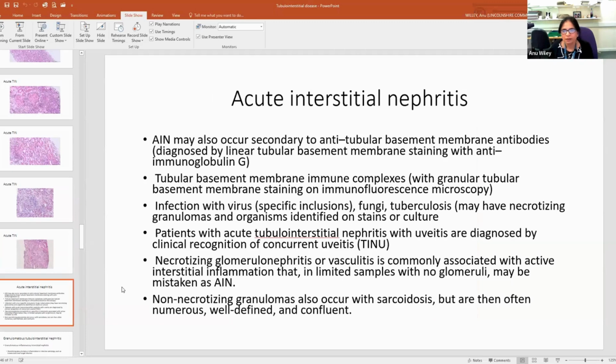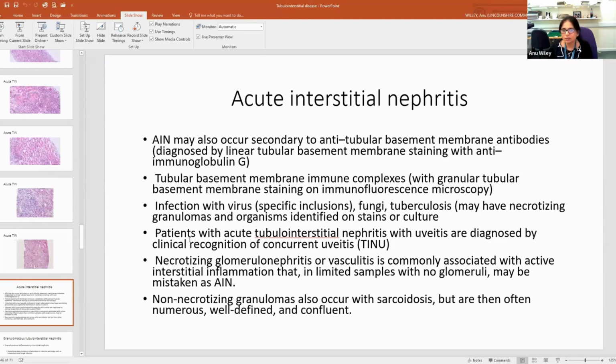Okay. So drug-related acute TIN is one of the commonest forms of TIN we see, but that's not the only form of interstitial nephritis. It can occur as a result of antitubular basement membrane antibodies, diagnosed as linear tubular basement membrane disease. In that case, you will see very linear staining of the tubular basement membrane with anti-IgG antibodies. You can also see tubular basement membrane immune complexes with granular tubular basement membrane staining on immunofluorescence microscopy.